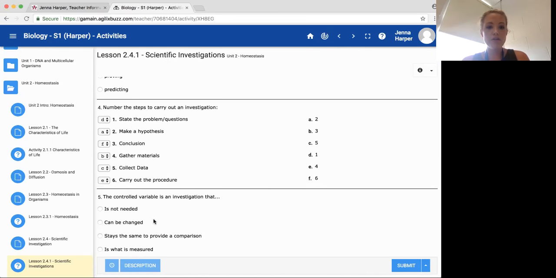Okay, so the control variable is the part of an investigation that stays the same to provide a comparison. So that is what we are going for.